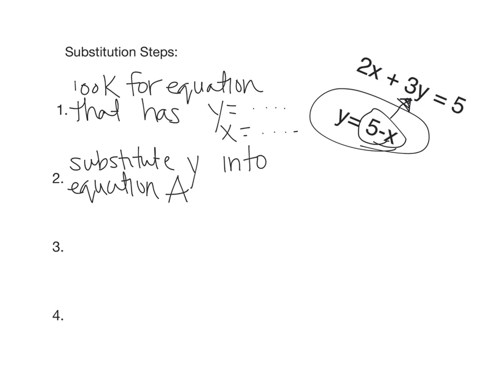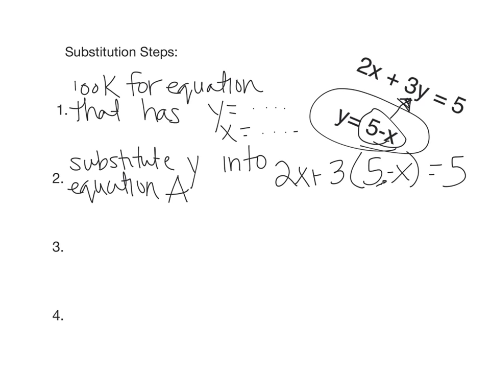Equation A, which is 2x plus 3y. Okay, so here we go. 2x plus 3, what do I put instead of y? 5 minus x. Equals 5. So I was told in my equation that y equals 5 minus x, so I am going to substitute it in for the other equation. And then did we solve that out?